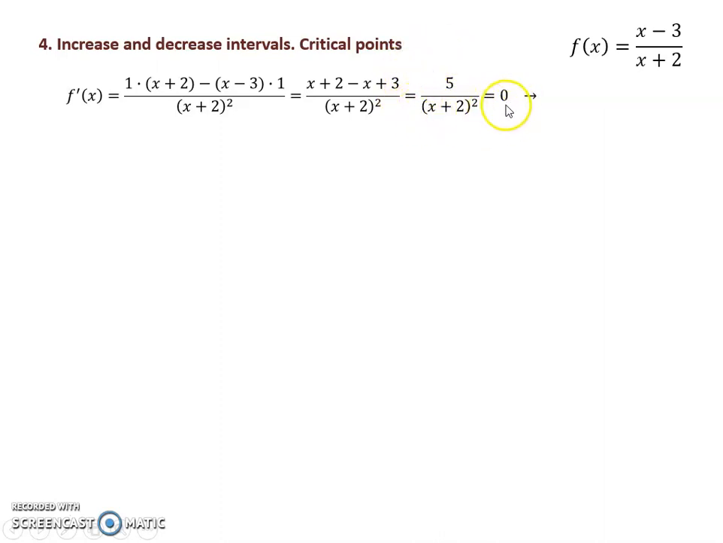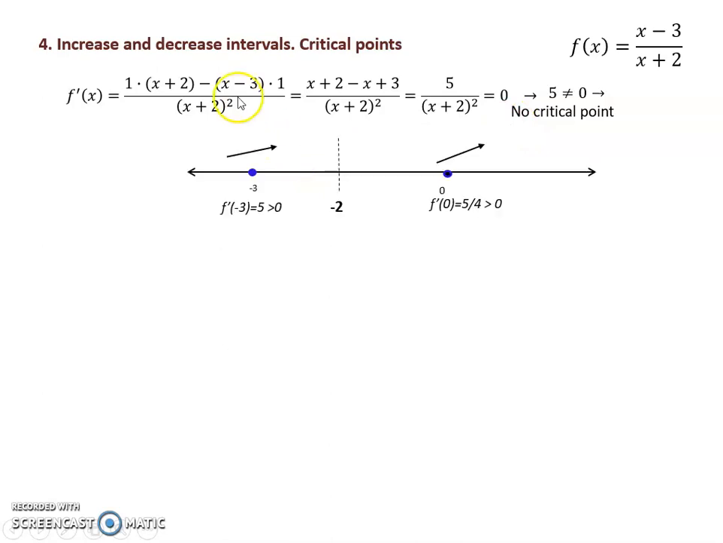We equal it to 0, and whenever this is 0, that's where we've got critical points. The thing is that this will never be 0. These kinds of expressions, I told you, are 0 when the numerator is 0. But this is 5, and 5 will never be 0, because it's just a constant. So there's no critical point in this case. You still make the x-axis line and locate the value where the vertical asymptote was, x equal minus 2. That's why I made this line here and located minus 2.